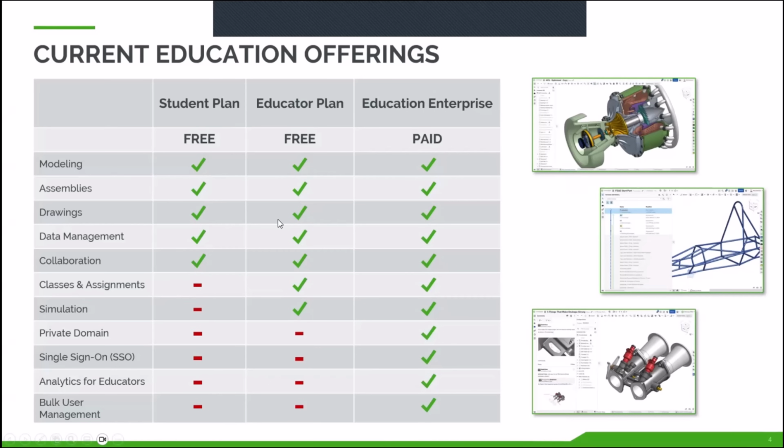Where it becomes different is on the educator plan and the enterprise plan. That's where you get the classes and assignments feature set, which, next slide, I'll go into a little bit about what that is and why you should use it, how to use it. So classes and assignments is added for educator plan and enterprise. You also do get simulation. So that is our static solver. So if you want to, in your assembly, set some parts to be fixed and then apply a torque, some forces, some pressures.